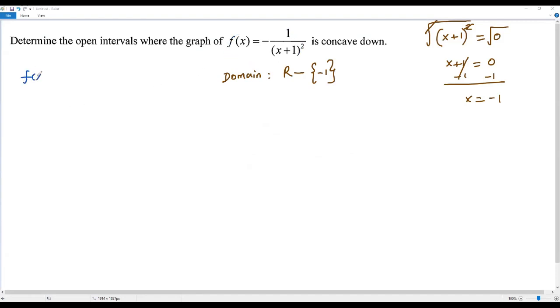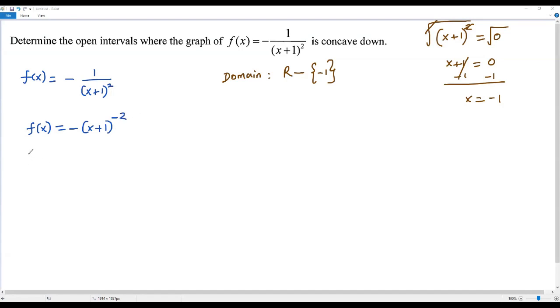Okay, now let me write this function as it is. It is f of x equals negative 1 over (x plus 1) the whole squared. Before I start finding the first derivative, I have to move this (x plus 1) squared to the numerator. When I move this expression from the denominator to the numerator, the exponent will change its sign. Already it's positive, it will become negative. And also it will be multiplied by this negative 1. Then I'm getting negative (x plus 1) to the power of negative 2.